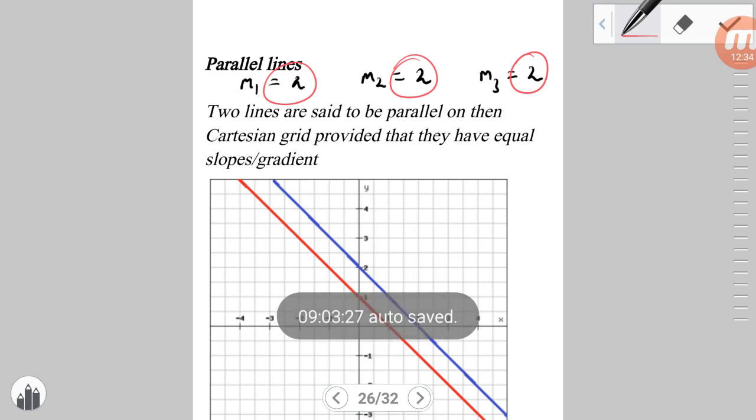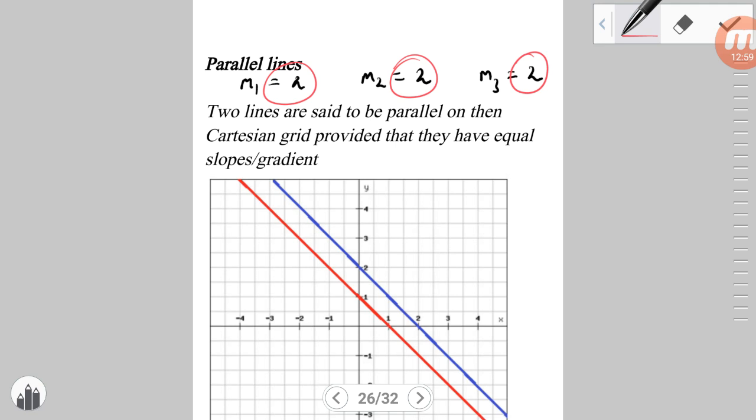Once you are calculating the gradient of a line or lines, you're going to find that if the same gradient keeps appearing, then all these lines are going to be parallel to each other. And that's exactly what we're looking at. So that's the key principle here. Nothing new is going to be learned. No new formulas are going to be applied. It's just application and understanding of what is meant by parallel lines.